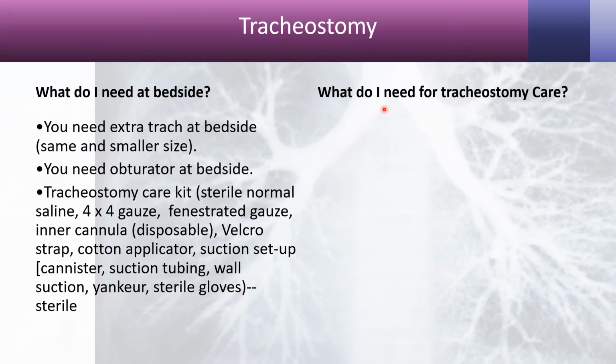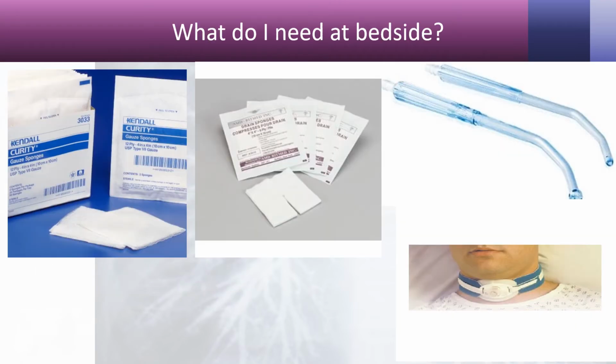And again, these are the things that you need at bedside, and what you need for trach care is also what you have here in the trach care kit. Again, this is a sterile procedure. Now, this is what I mentioned earlier about the gauze. You also need that to suction any secretions around the trach.